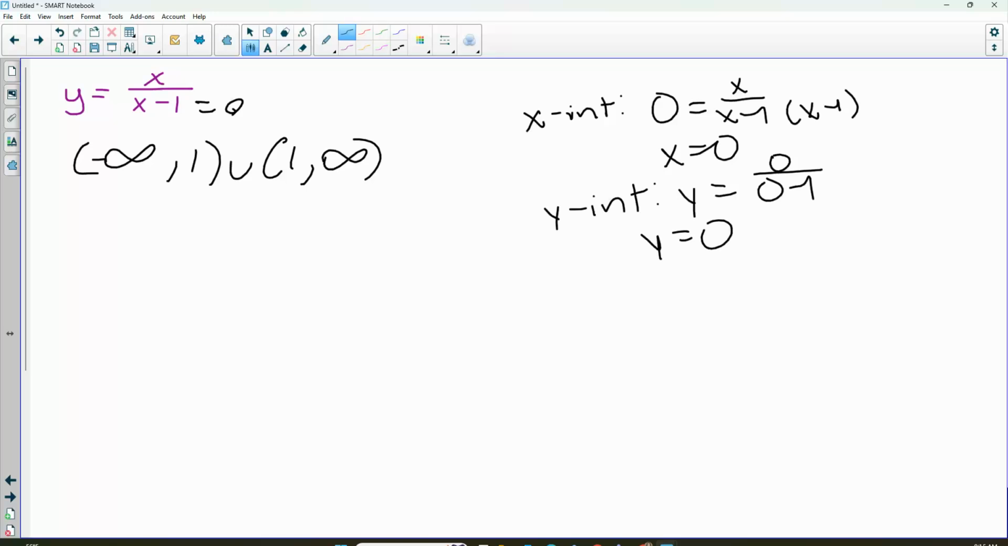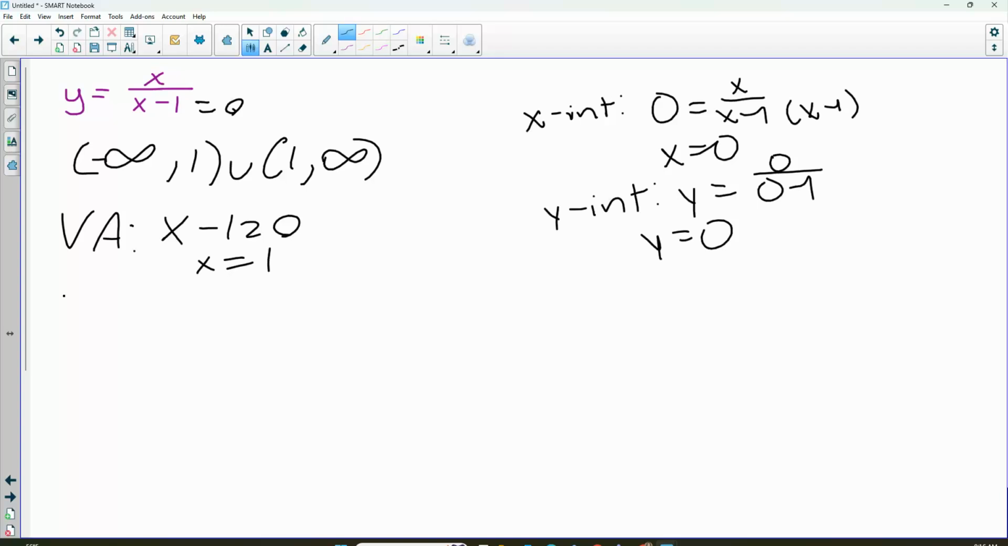All right, next up we have asymptotes. So vertical asymptote, how do we find it? Do you remember, Cole? I was looking at the asymptotes. We set the denominator equal to 0. So x minus 1 equals 0, so x equals 1. So that's our vertical asymptote.